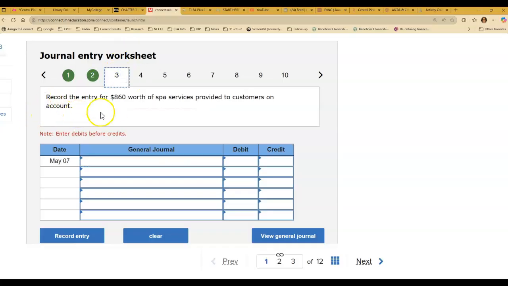Record the entry for $860 worth of spa services provided to customers on account. Now, again, remember, if all you could get is the number, is there anything that we can do here to get some points? Good. Put in the debits and credits, right? So we just went from 0 to 50%. And all we knew was the number. Don't skip anything.